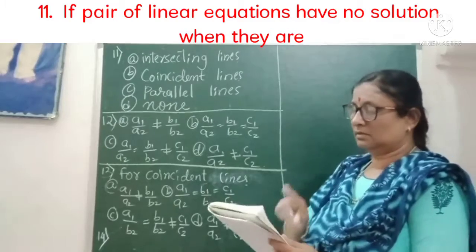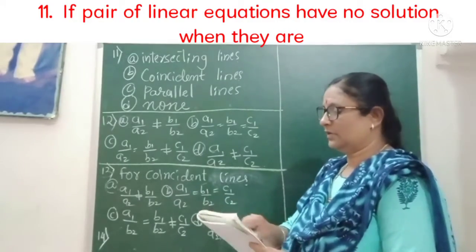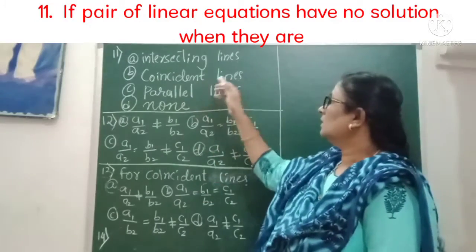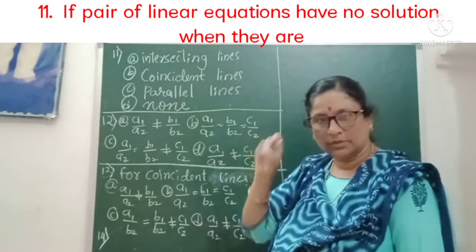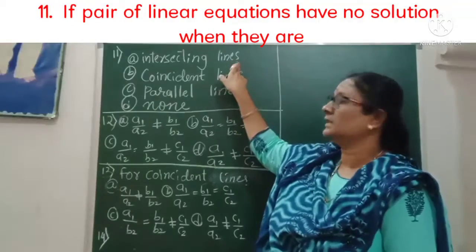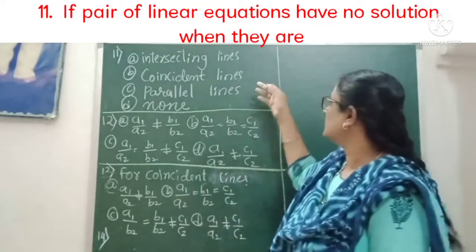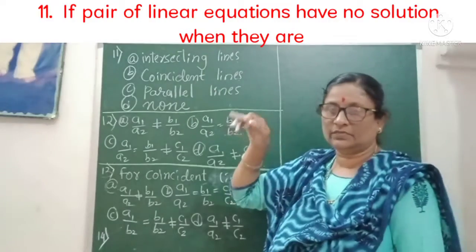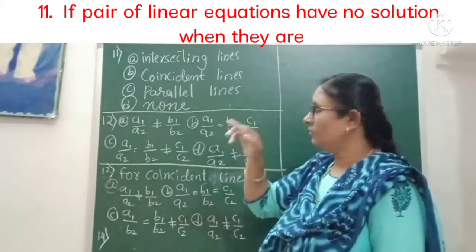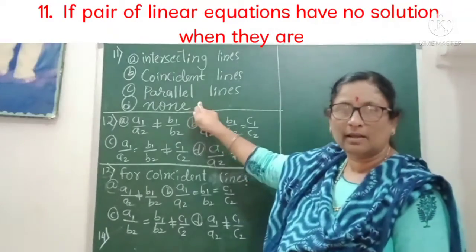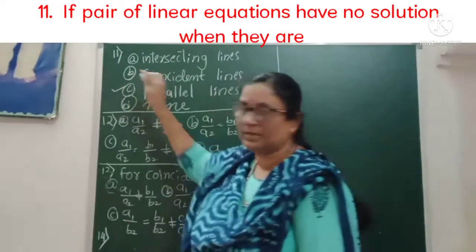The 11th question is, if a pair of linear equations has no solution. In that case, as I just explained, if they have a single solution, that is a unique solution, we call them intersecting lines. If they don't have a solution, when the equations are drawn graphically, it means you are going to get parallel lines. Okay, this is very simple.